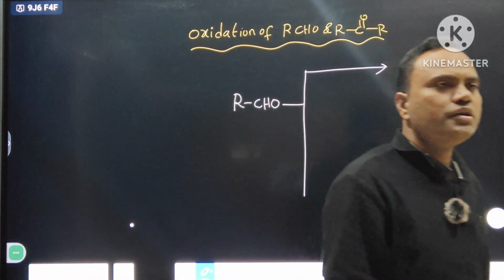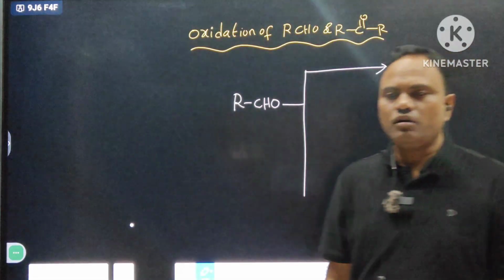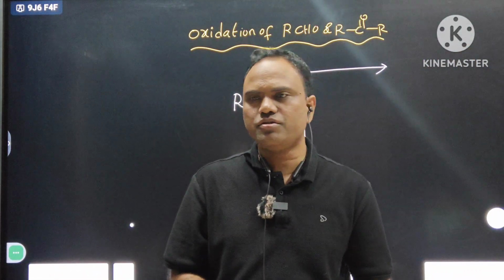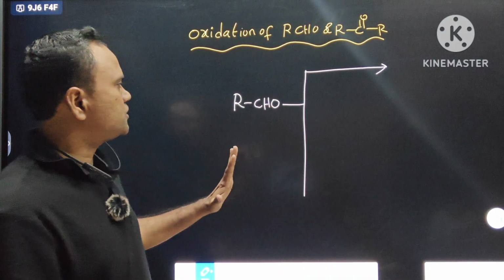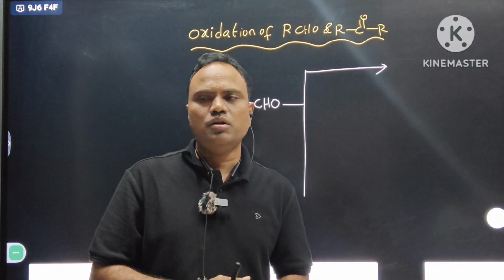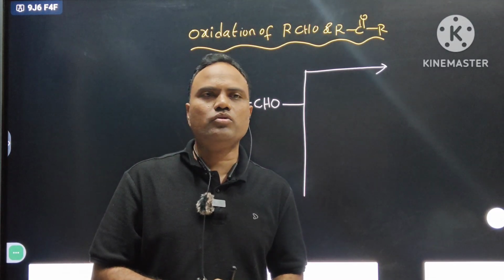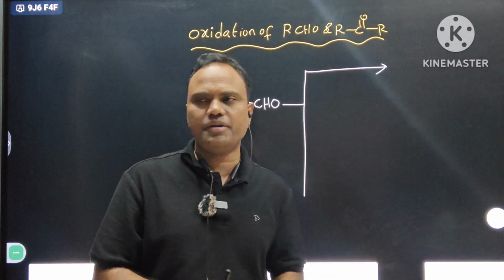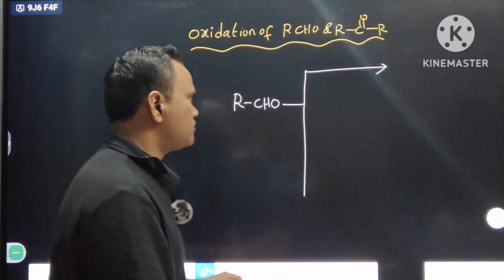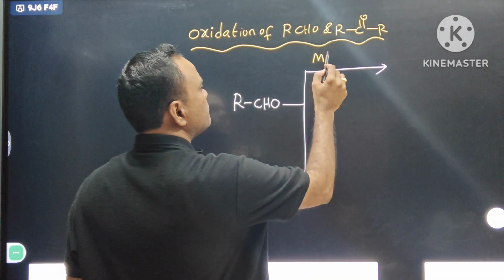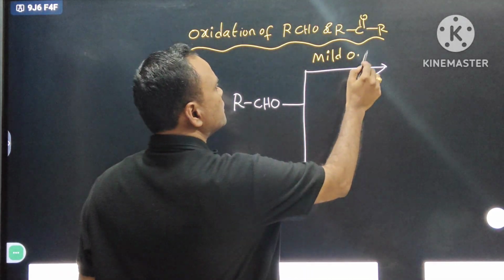Oxidation of aldehydes is carried out by mild oxidizing agents as well as strong oxidizing agents. But ketones are oxidized only by strong oxidizing agents in drastic conditions, high temperature and elevated conditions. Clear? So the important point is that aldehydes are oxidized by mild oxidizing agents.